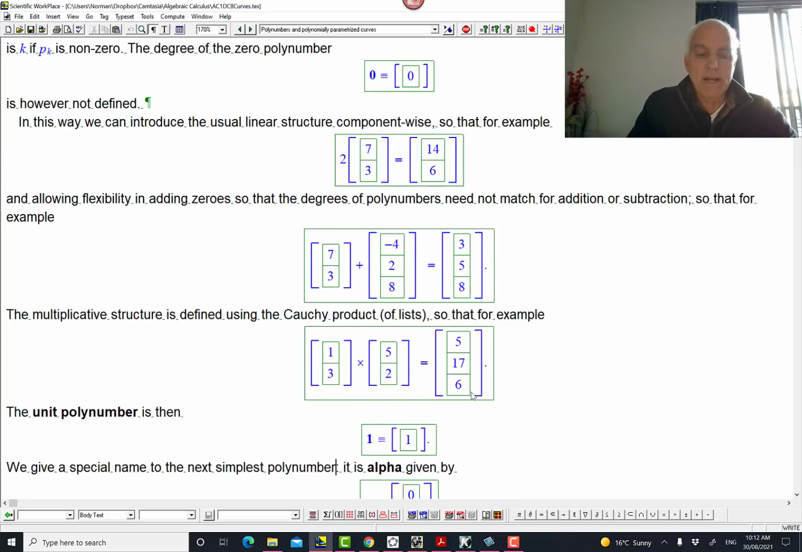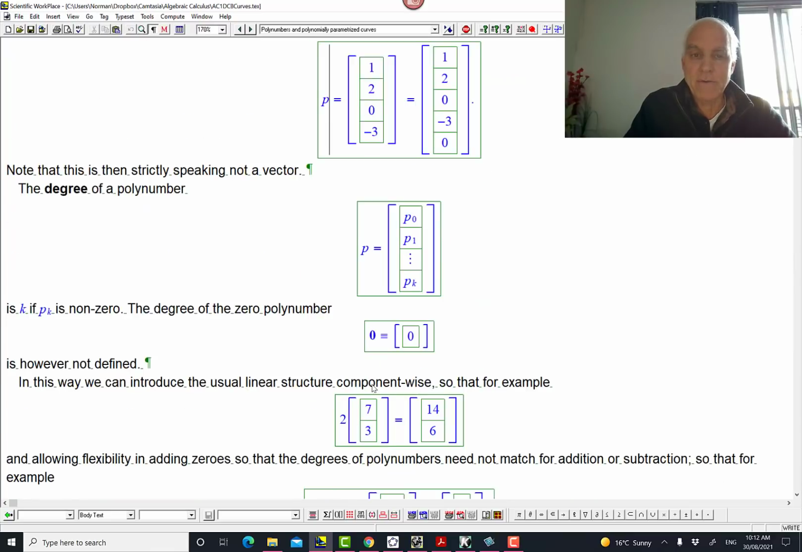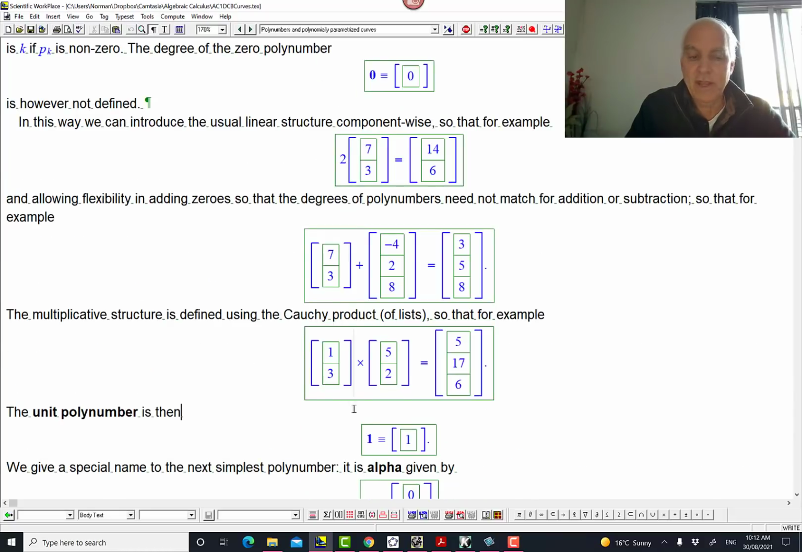Now, the unit polynumber, which is another important basic polynumber, is just the polynumber with a single 1 up at the top, and we'll maybe denote it with a bold 1 in correspondence with our bold 0 for the 0 polynumber. So these are pretty close to each other. And this is the unit in this multiplication, so that if you multiply any polynumber with this one, you're going to get the other polynumber.